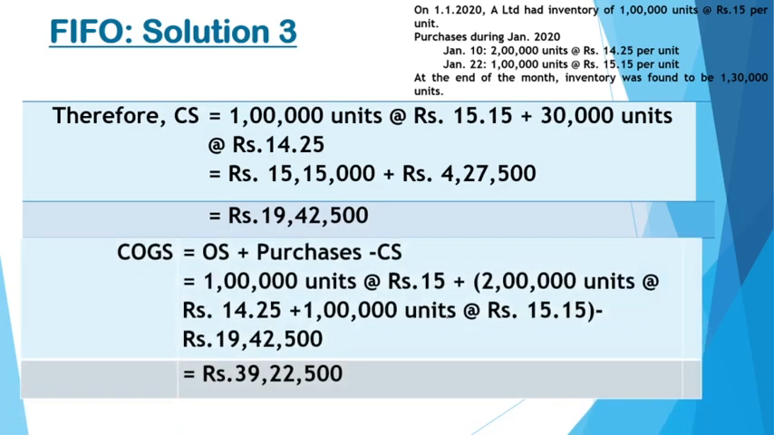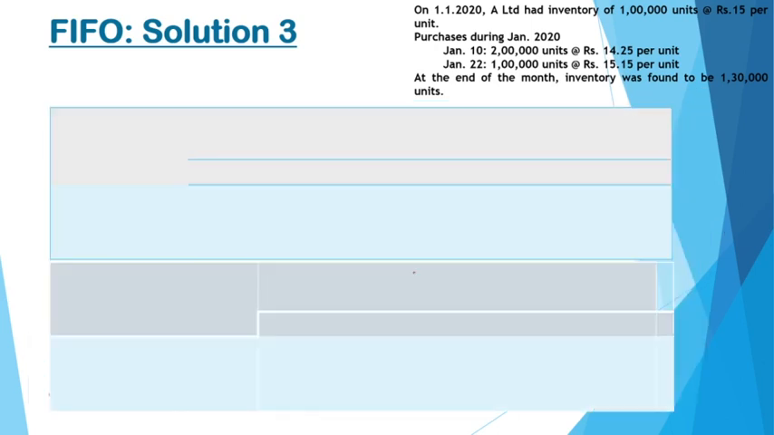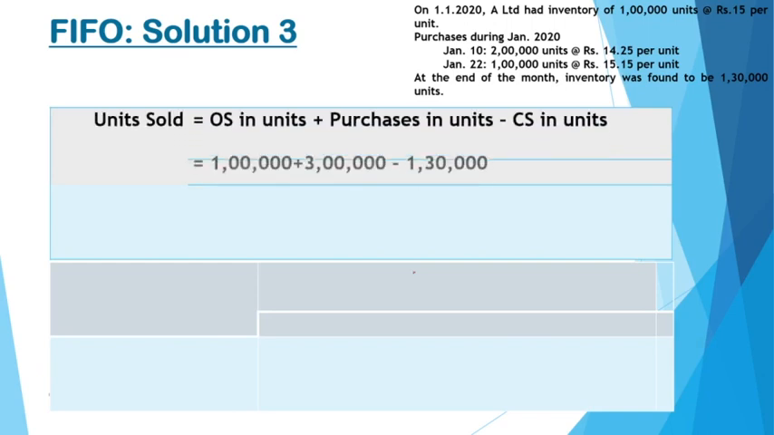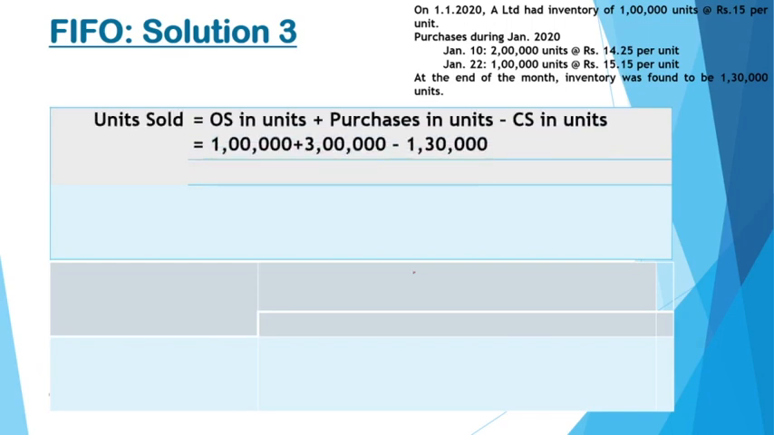Cost of goods sold can be determined by the formula that we all know, that is opening stock plus purchases, right? So you can determine this with this formula, but I will advise, rather than applying this formula, go with the logical sequence because that is there with us. So cost of goods sold will be determined from the units being sold. You are selling 2,70,000 units, so units are to be sold from the initial lots.